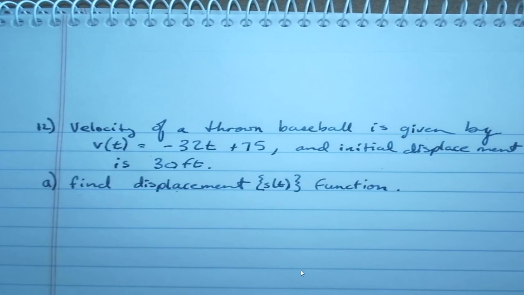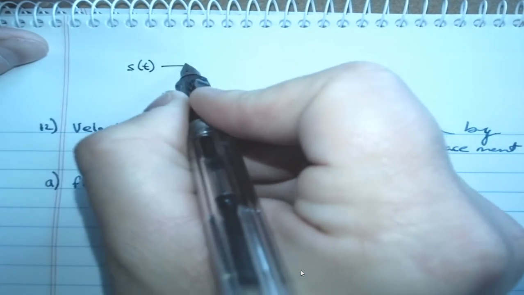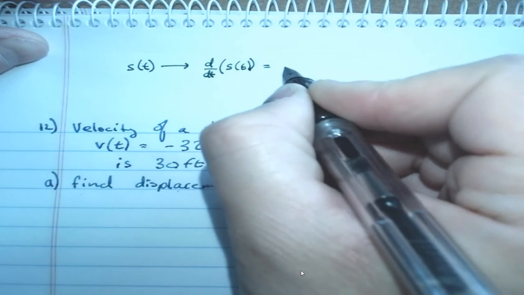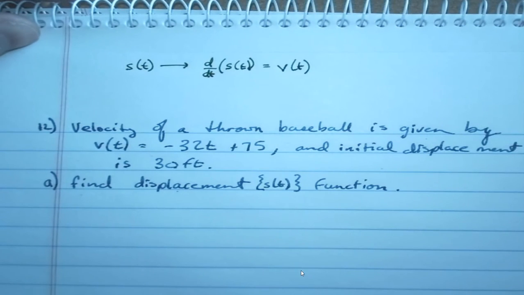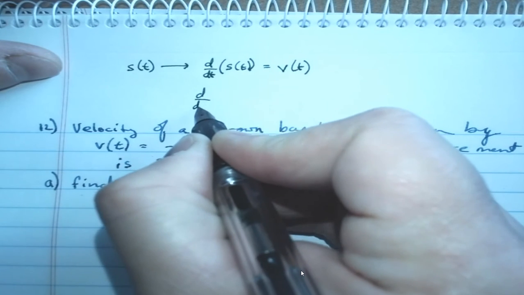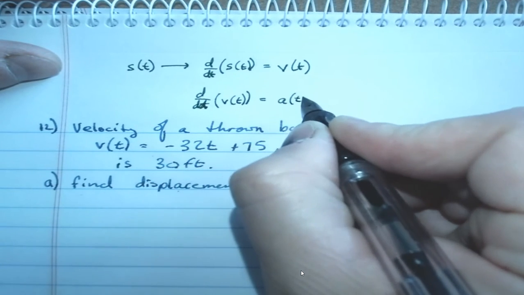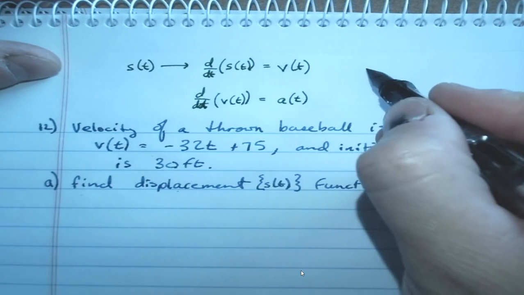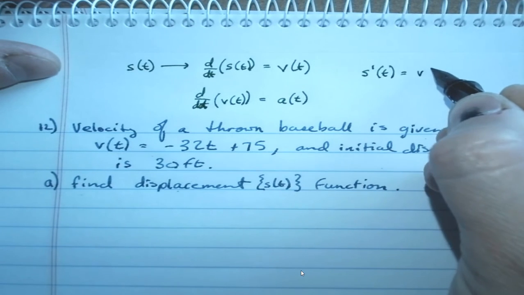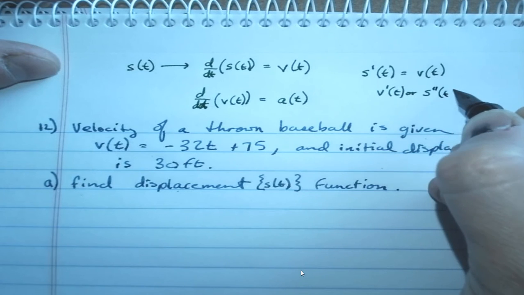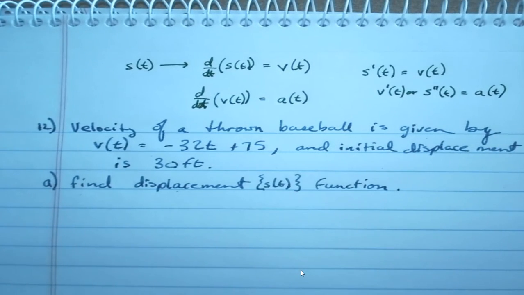All right, so we've got the velocity of a thrown baseball, and we've been given an equation. Now, I want to back up and talk about what we know. If you're given position, S of t, the derivative of S of t is equal to velocity. And we know that the derivative of velocity is acceleration. Another way to write that is S prime equals V, and V prime, or S double prime, equals A. So we know that.